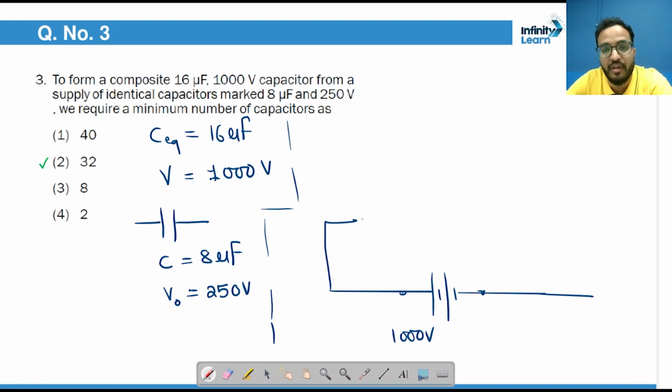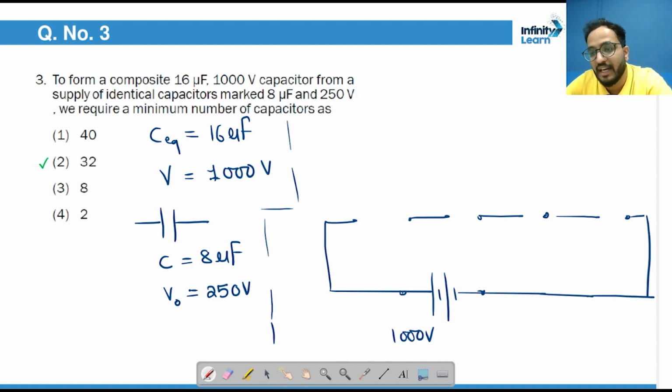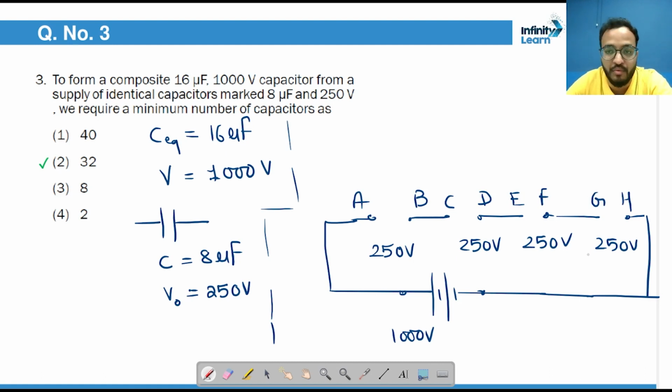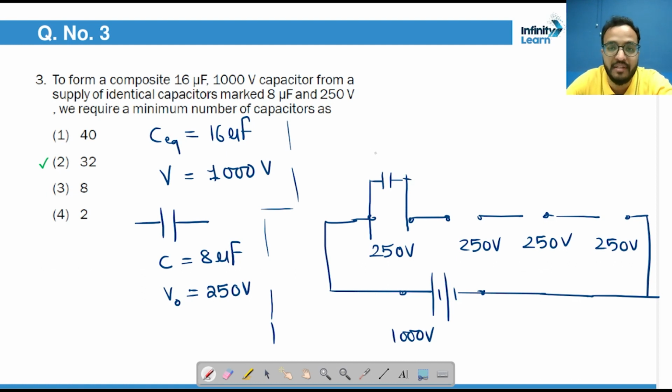So technically we want 1, 2, 3, 4, right? That means we want a 250 volts drop here, 250 volts here, 250 volts here, and 250 volts here. That means we need an equal number of capacitors between these terminals, AB, then CD, then EF, and GH. Is it cool? Now how we will approach it, let's quickly see. Let's say we are putting n capacitors here in parallel, because the drop across one capacitor will be 250 volts. So we will put n capacitors in parallel like this. How many capacitors? n.